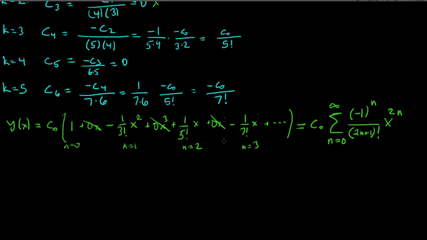Okay, easy fix here, right? So this is x to the 4, this is x to the 6. All right, so I think this is correct here now, right? Yes, good, okay.